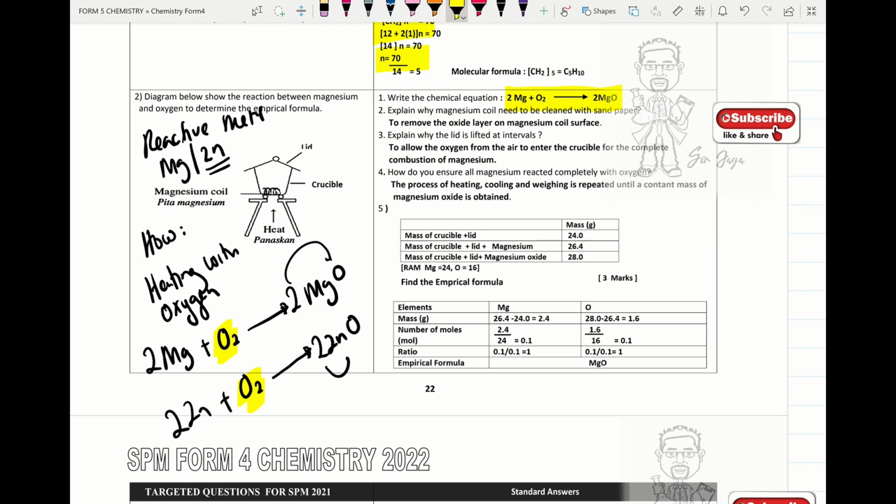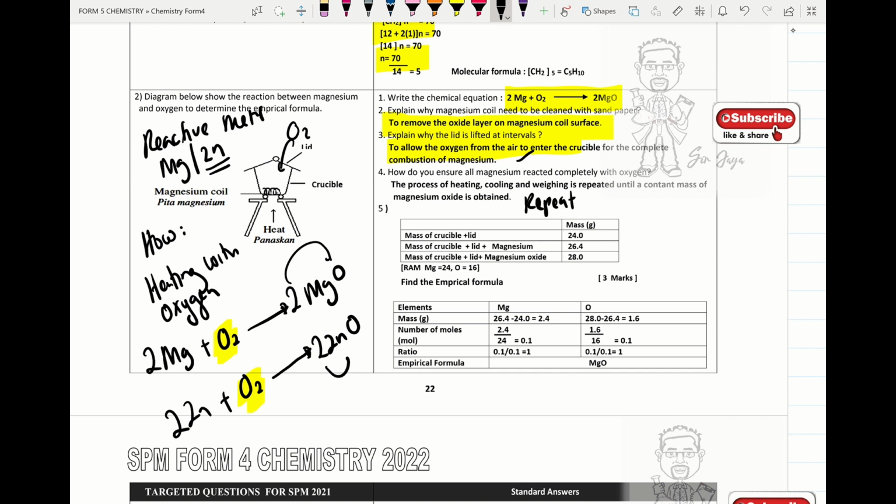Explain why the magnesium coil needs to be cleaned with sandpaper: to remove the oxide layer from the magnesium surface. Why must the lid be opened occasionally, or at every interval of time? So that the oxygen will not finish, as the oxygen will react with magnesium. So we open the lid occasionally to allow oxygen from the air to enter inside the crucible for the complete combustion of magnesium. All right, so how do we ensure all the magnesium has reacted completely?